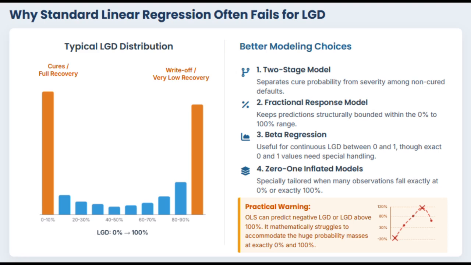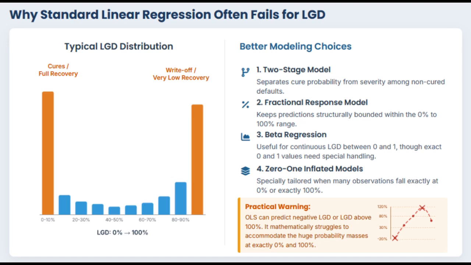Now, why does standard linear regression often fail for LGD? Or the question can be asked like, how do you handle the bimodal distribution in LGD data? So, the standard linear regression fails due to the spikes at the 0% and the 100% LGD that we have seen. And here we can use specialized techniques like fractional response regression for bounded predictions, beta regression for distributional modeling, or two-stage models that explicitly separate cure probability from loss severity. The choice depends upon the portfolio's cure rate and the data characteristics.